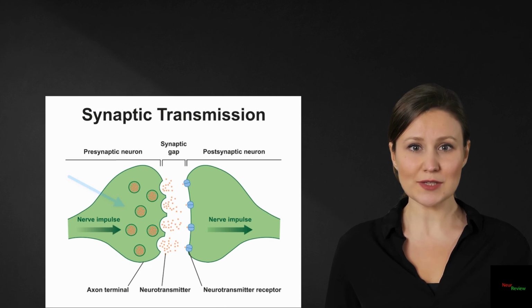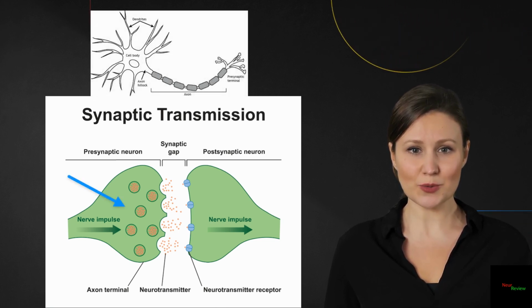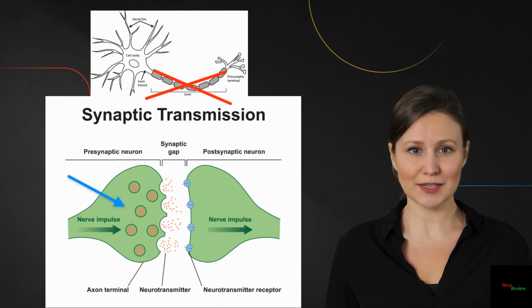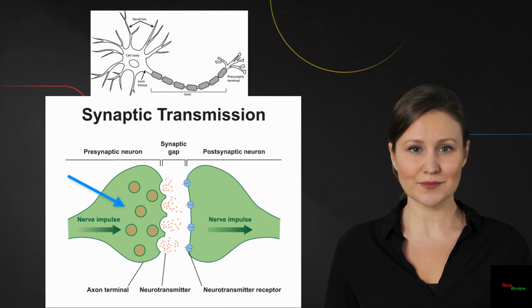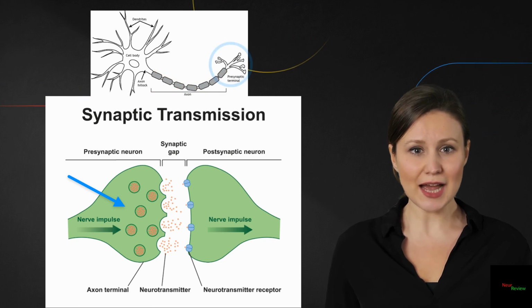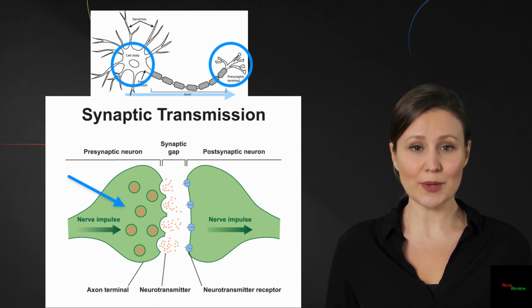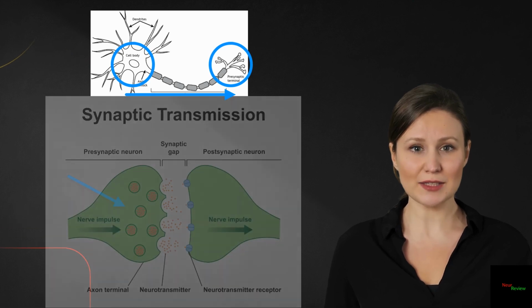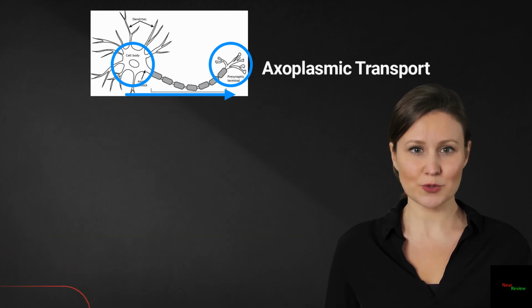Some of these neurotransmitters can be proteins. However, as was discussed in the last video, the axon has no ribosomes on which to make proteins. This means proteins needed in the axon terminal must be made in the soma and shipped down the axon. This movement of material down the axon is called axoplasmic transport.